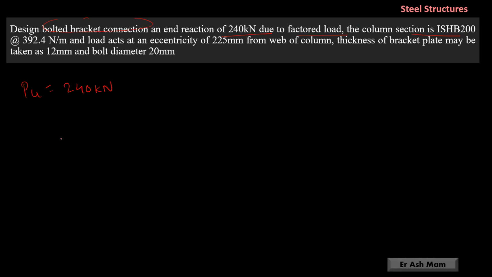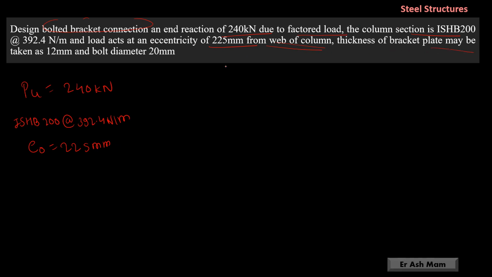Column section is ISHB 200, Indian Standard Heavy Weight Beam, depth 200 mm and weight is 392.4 Newton per meter. And the load acts at an eccentricity of 225 mm from the web of the column. Eccentricity equal to 225 mm is given.